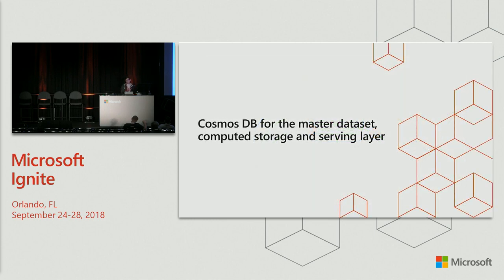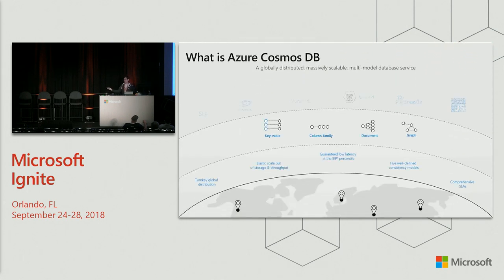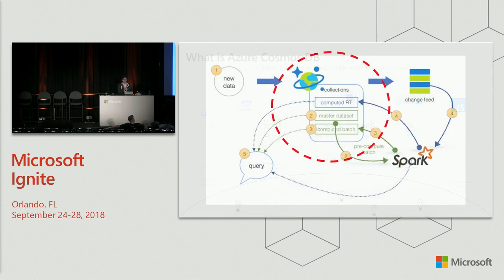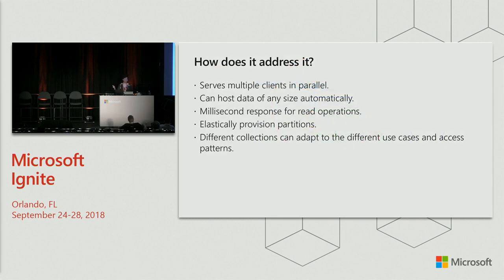So how does Cosmos DB work for the master dataset and serving layer? Well, how many people here are familiar with Cosmos DB? Just a quick raise of hands. We can skip this slide then. Basically, we make use of the elastic throughput in Cosmos DB to tune every single one of the collections for the specific needs of the client application. These three scenarios benefit from how Cosmos DB can serve multiple requests at a time.